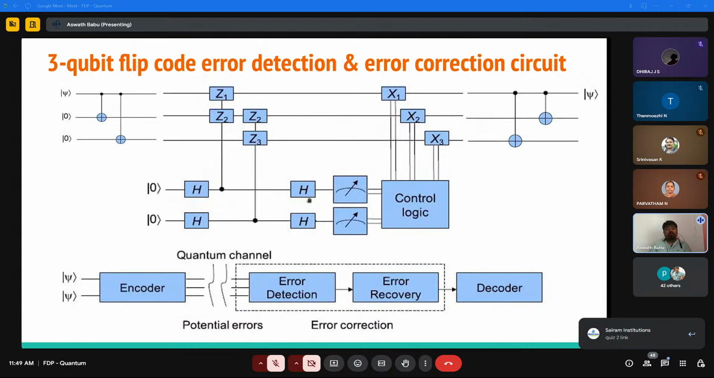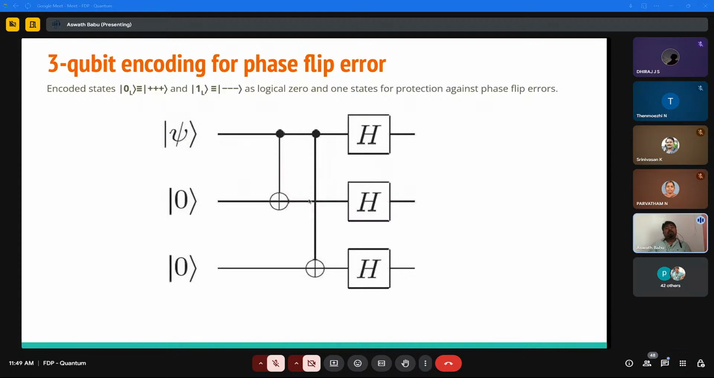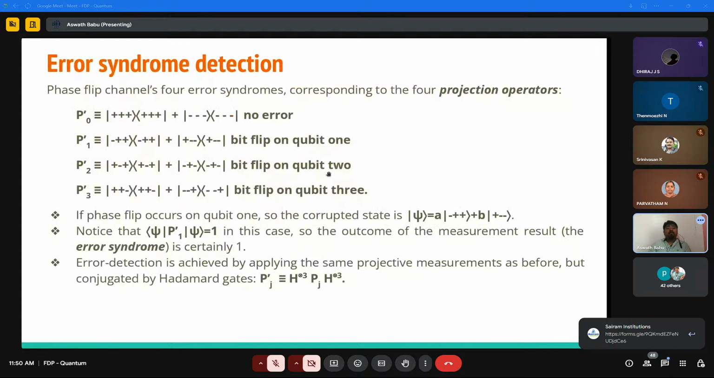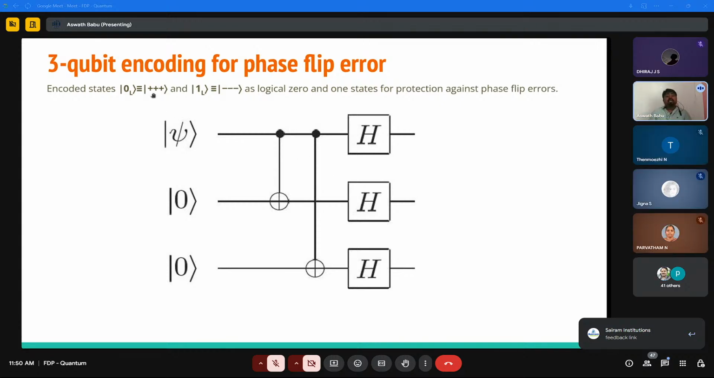Now, let's say I have a phase flip. Phase flip means a plus state becoming a minus state. That is a phase flip. What I will do, in addition to encoding with 2 CNOTs, is add 3 Hadamard gates. The moment you do that Hadamard, what is happening? Instead of the information being carried on just 1 qubit in plus and minus, it is carried on logical zeros in the form of 3 pluses and 3 minuses.